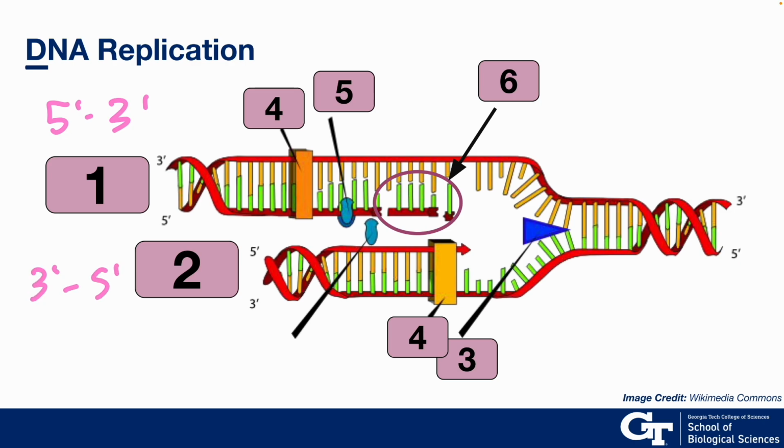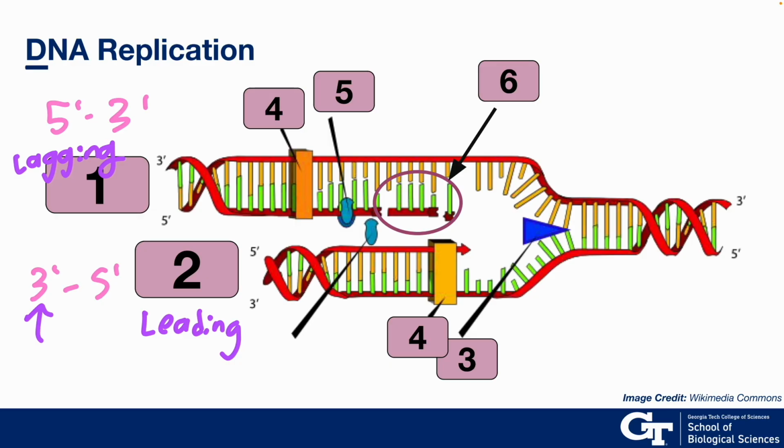So which one is our leading strand and which one is our lagging strand? So remember, the leading strand is the one that polymerase can bind to, and polymerase binds at the 3' end. So 2 is our leading strand, 5 is our lagging strand.